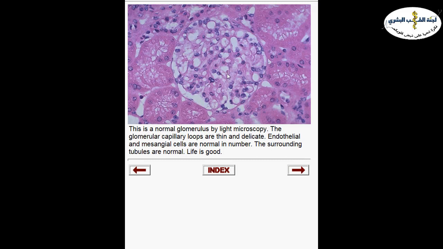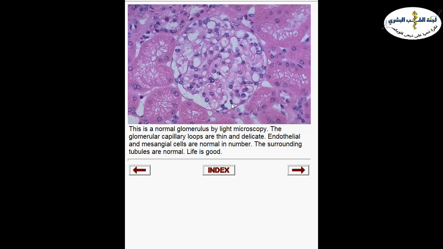Now, the capillary loops, what's the type of cell lining from the inside of the capillary loops? Endothelial cells, okay? From the inside, it's endothelial cells. And from the outside, opposite to the endothelial cells, what do we call these cells? They are the podocytes, the epithelial cells, okay?